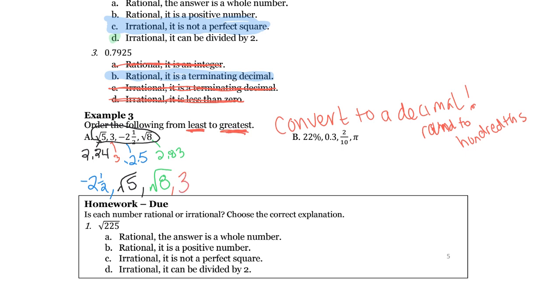All right, so I want you to try letter B all on your own. So I'm going to pause and you can try B. All right, so hopefully you got 2/10, 22%, 0.3, and then pi. Pi was kind of an out there number. So again, just make sure you're ordering them from least to greatest. All right, so there's your homework down at the bottom, so get going on that.